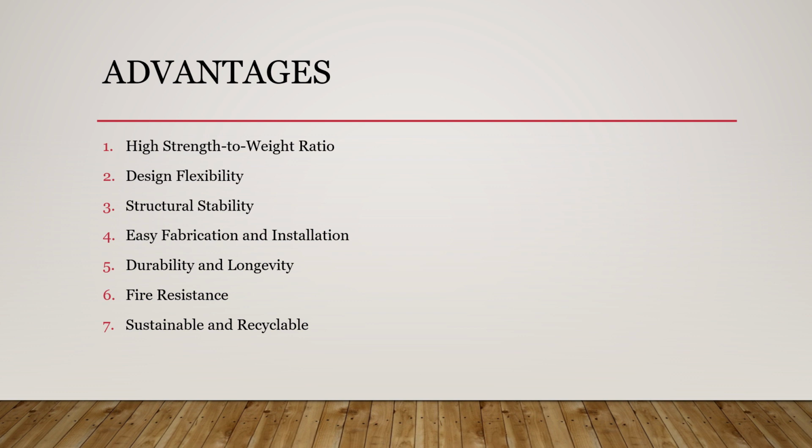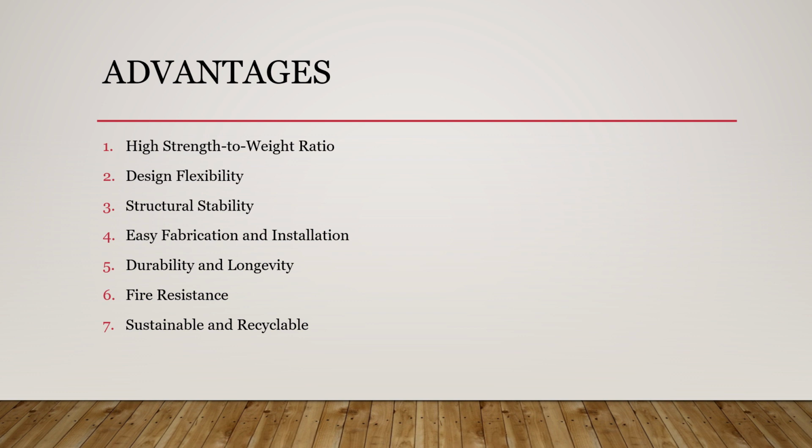This makes them ideal for applications where weight reduction is important, such as in large-scale buildings or bridges. Design flexibility. Rolled steel sections come in a wide range of shapes and sizes, allowing for versatile design options. Engineers and architects can choose from various profiles such as I-beams, channels, angles, and hollow sections to meet the specific design requirements and achieve the optimal structural performance.